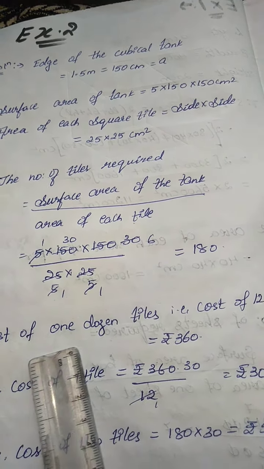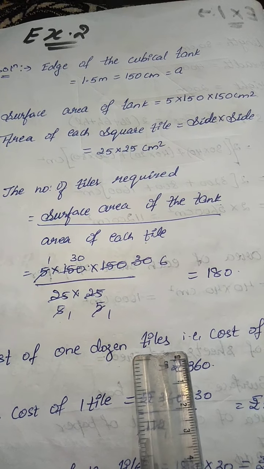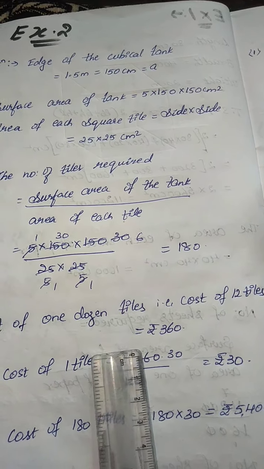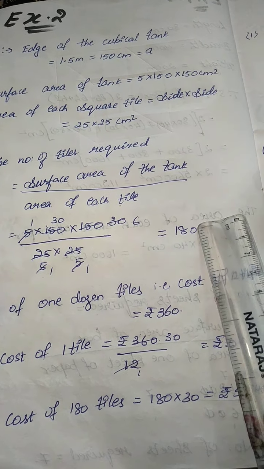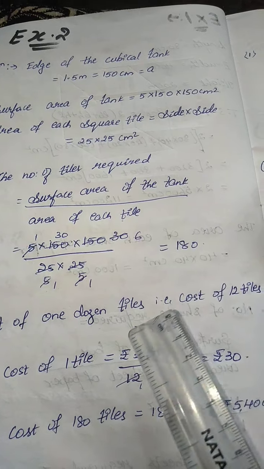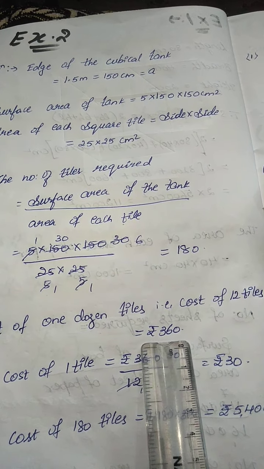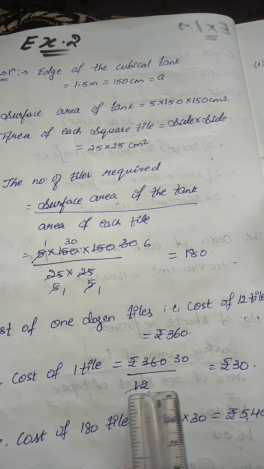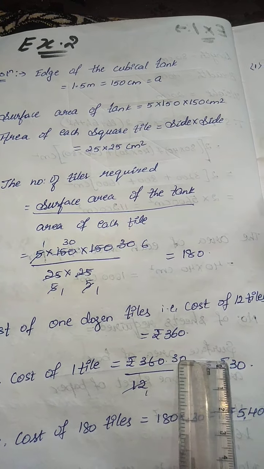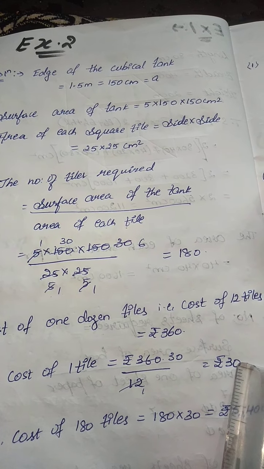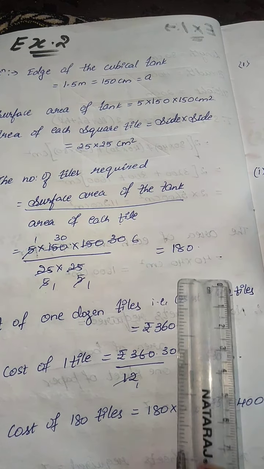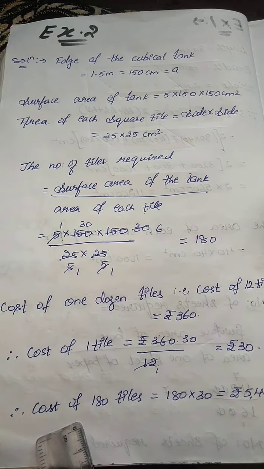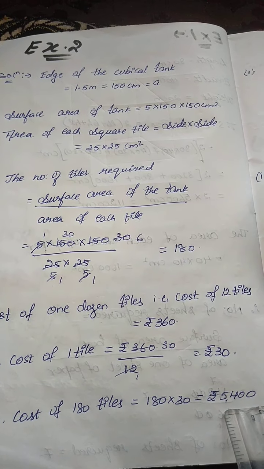So the cost of 1 dozen of tiles. What is meant by 1 dozen? It is 12. Cost of 12 tiles is rupees 360. Then what is the cost of 180 tiles, I have to find out. If the cost of 12 tiles is 360, what is the cost of one tile? I should find out first. So I will divide by 12. On division, I will get 12 ones are 12, 12 threes are 36. So 30 rupees is the cost of one tile. When I multiply this 30 rupees with 180 tiles, I will get the total cost of the tiles. So therefore, the total cost of the tiles is rupees 5400.